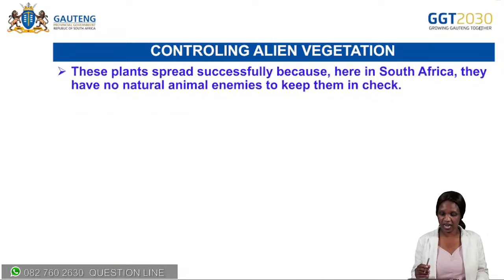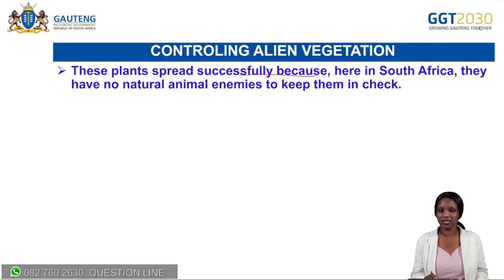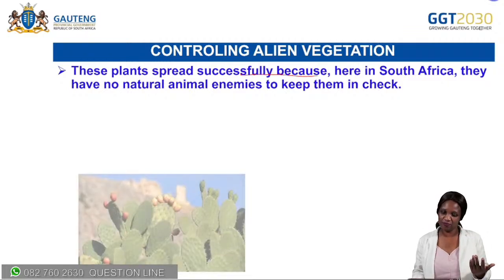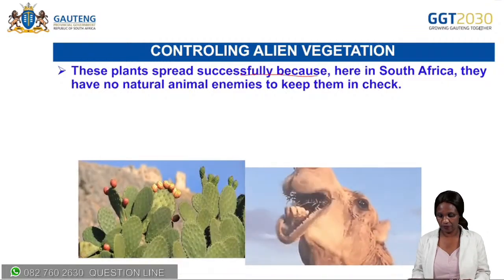These plants spread successfully because here in South Africa, they have no natural animal enemies to keep them in check. There are no animals that will be feeding on them. Do you get it? Therefore, our species will go hungry. Why? Because these alien species have invaded the land, and there are no species that feed on them, and then they'll grow uncontrollably. Okay.